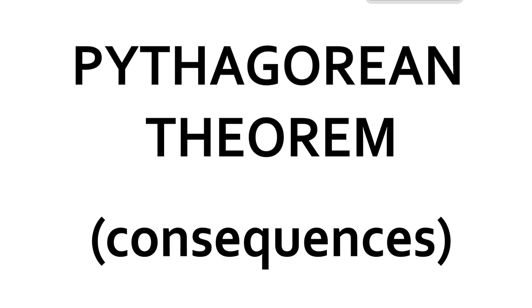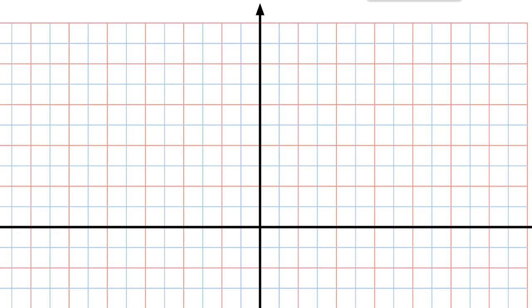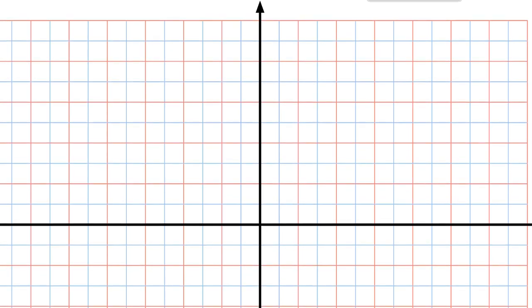Welcome back, future educators. Let's take a look at some consequences of the Pythagorean theorem as it pertains to Euclidean geometry, to coordinate geometry. Specifically, let's pretend that you have some grid you're graphing on an XY grid. Here's your x-axis and your y-axis, and you have 2 points on the grid.